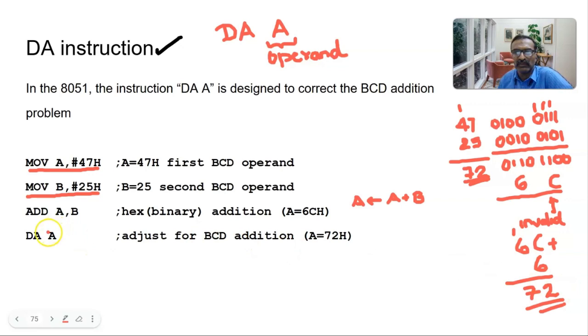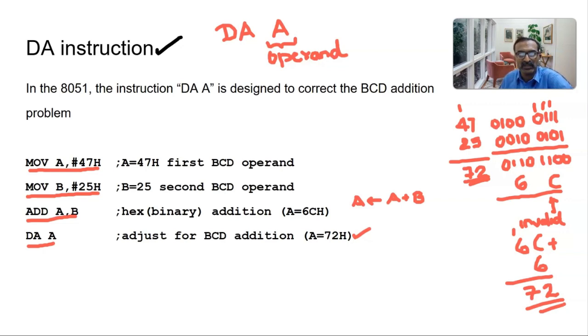In 8051, you need not do the 6 addition and all. What you need to do is, after the ADD, you just do DA A. So it will automatically adjust and give the answer as 72. So this is the importance of DA instruction. It is decimal adjust for BCD addition. So this is used for BCD correction. An invalid BCD has to be corrected, and this is done by giving DA instruction after add.